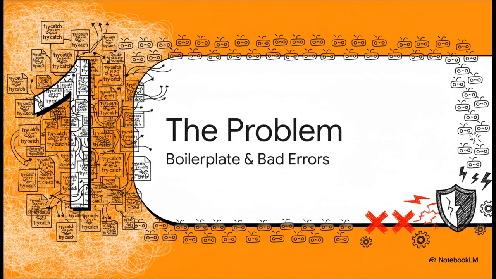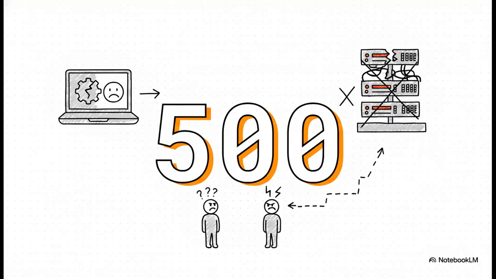Section 1, the problem, boilerplate code and bad responses. When you rely on local try-catch blocks everywhere, your codebase just becomes bloated. And honestly, errors inevitably slip through the cracks. If you've got 100 controllers, you're repeating the exact same error handling logic 100 times. And what happens when you miss one?